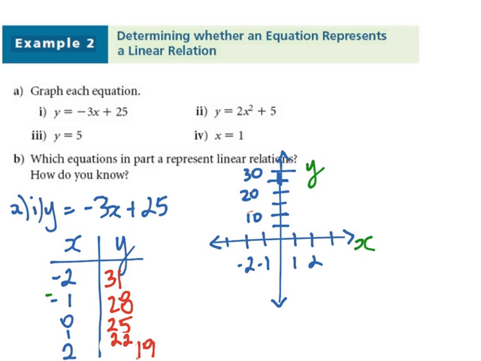The first coordinate point is negative 2 and 31. So our x value is negative 2, and we go up to 31, which is approximately right here. The next coordinate point is negative 1 and 28. So negative 1 is here, 28 is approximately right there. And moving on, 0 and 25 is right there. And 1 and 22, and 2 and 19, and 2 and 19 is somewhere right here.